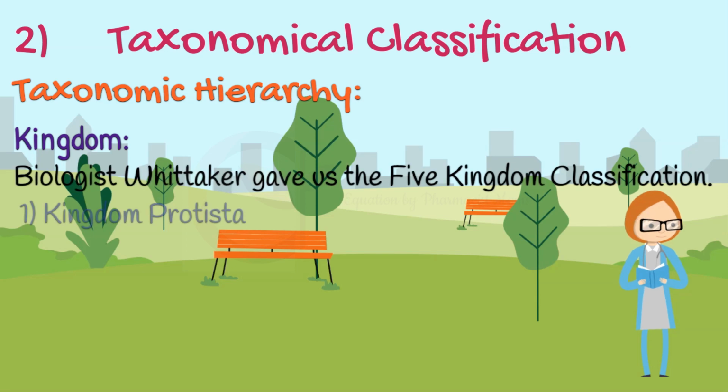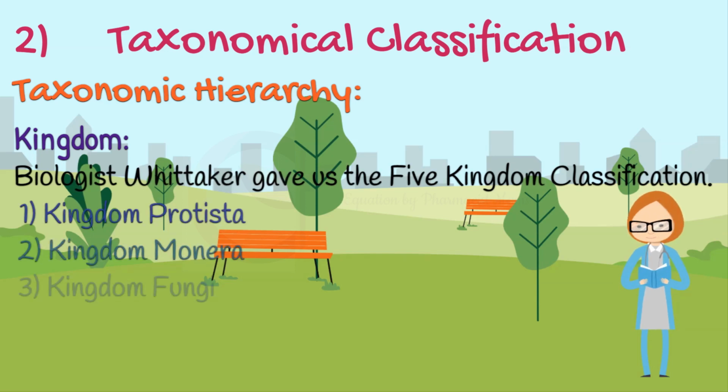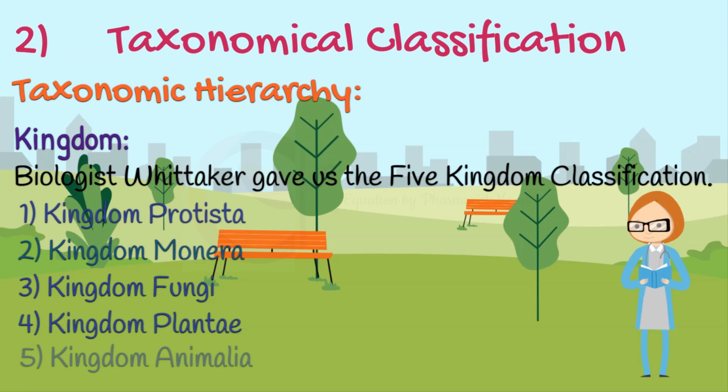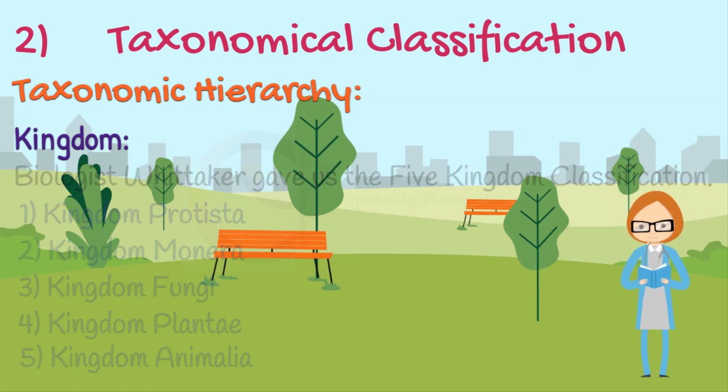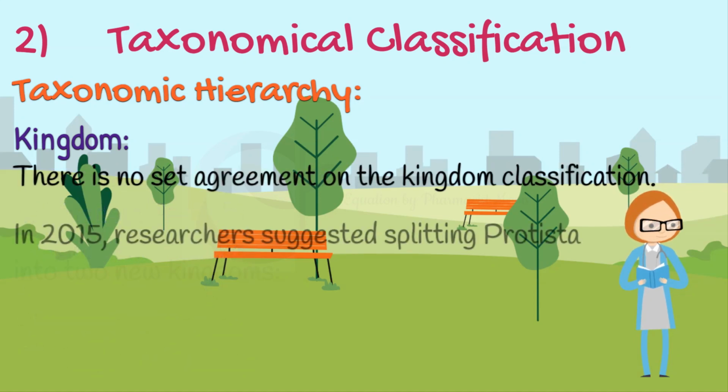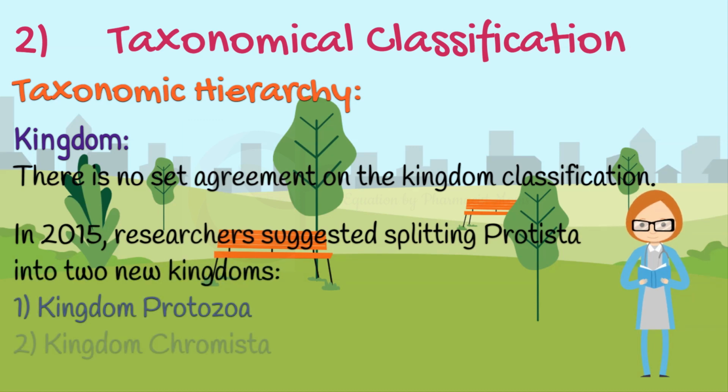Biologist Whittaker gave us the 5-kingdom classification, classifying all the living organisms into 5 kingdoms: Kingdom Protista, Kingdom Monera, Kingdom Fungi, Kingdom Plantae, and Kingdom Animalia. There is no set agreement on the kingdom classification, and some researchers have abandoned it altogether. Currently, it continues to be revised. In 2015, researchers suggested splitting Protista into 2 new kingdoms: Kingdom Protozoa and Kingdom Primista.